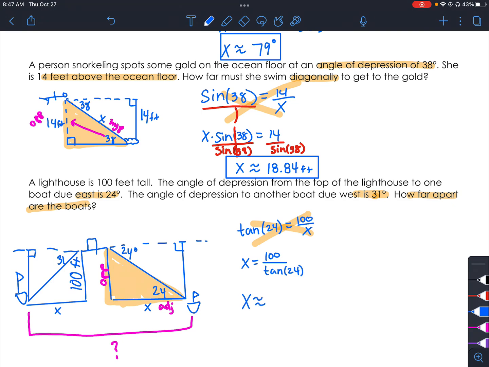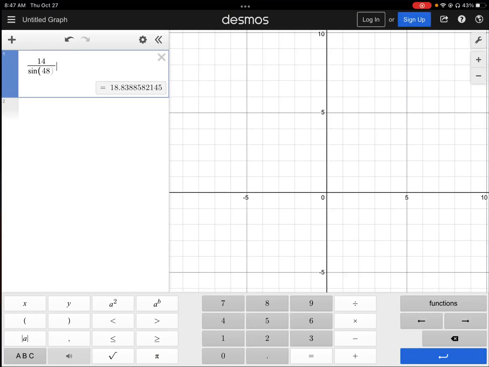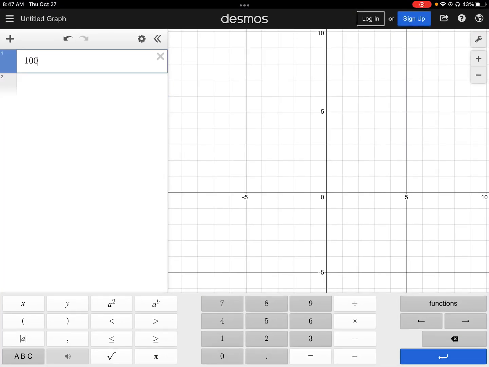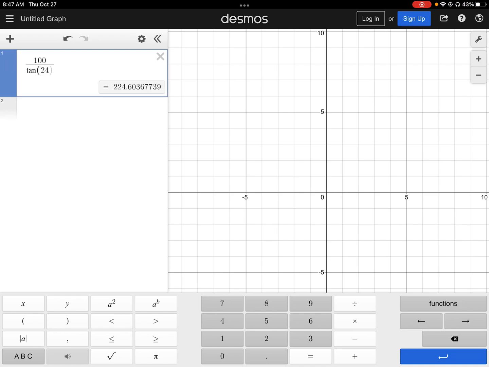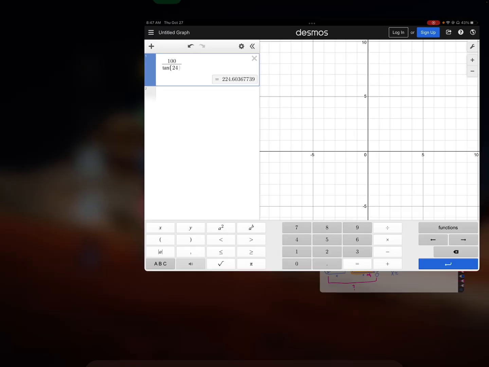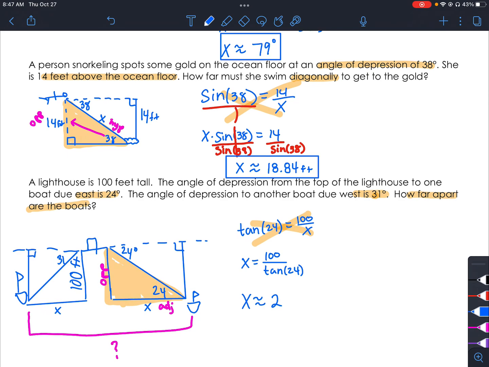So boat 1, that's 24 degrees of depression. 100 divided by tangent of 24 is 224.60.